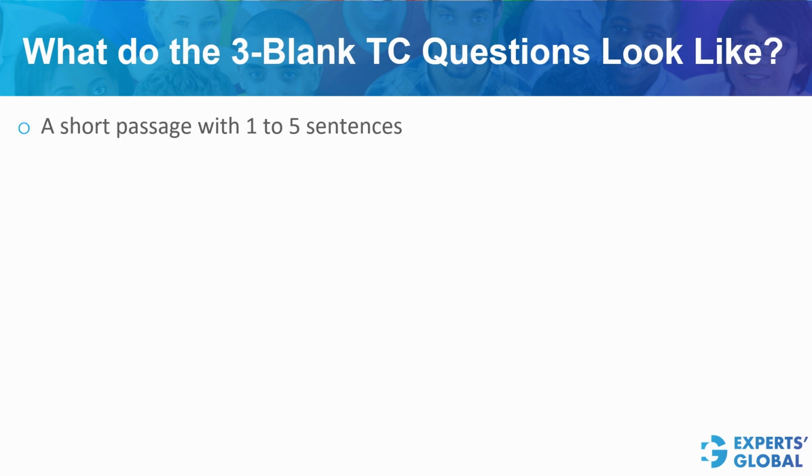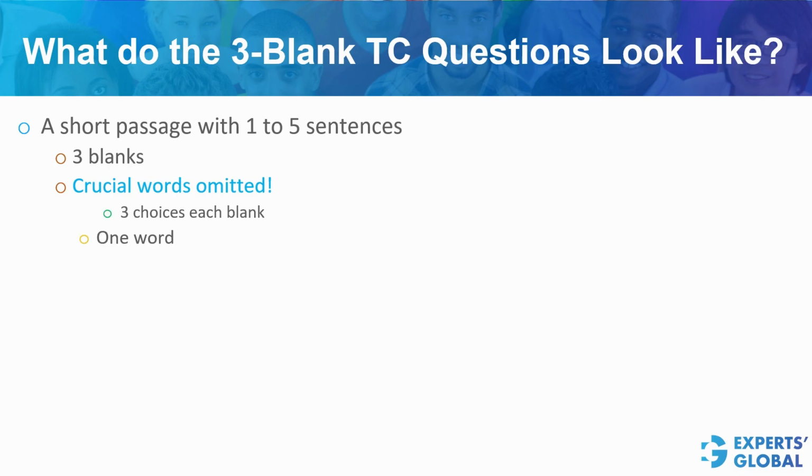So you are given a short passage, or say paragraph, with 1 to 5 sentences. There are 3 blanks, therefore 3 crucial words are omitted. You are given 3 choices for each blank. The choices are 1 word each or a short phrase each.